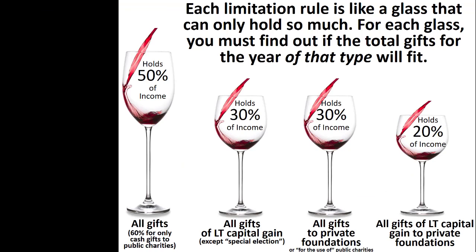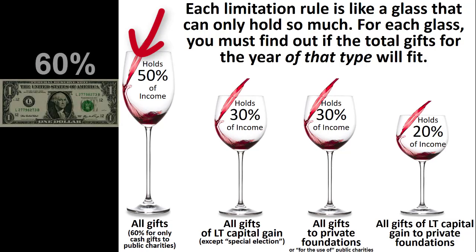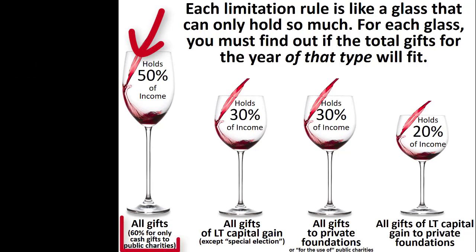It may be helpful to conceptualize the interaction of these rules by thinking of 4 different glasses. Each glass represents a specific income limitation rule for specific types of gifts. The question then becomes if the total of each type of gift made during a year can be poured into each type of glass. The first glass can hold up to 50% of income, or up to 60% of income if used exclusively for gifts of cash to public charities. All deductible charitable gifts for the entire year must be poured into this first glass.